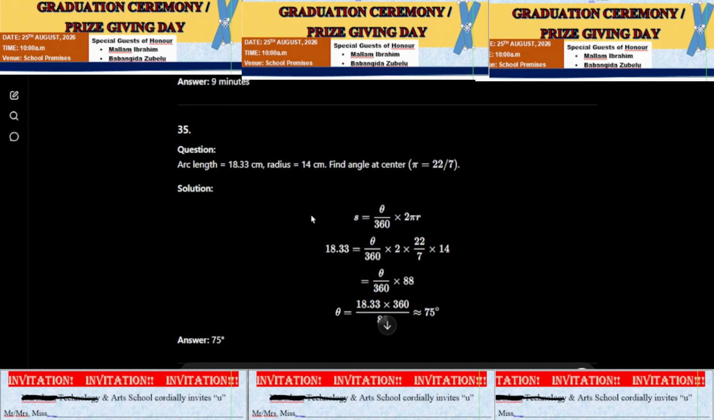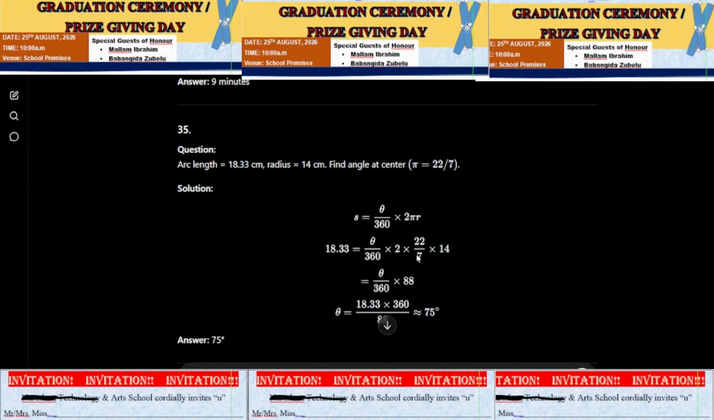So here, this is the length of an arc, which is represented with S. S is equal to theta all over 360 times 2 pi r. From there, the length was given as 18.33, is equal to theta, because we don't know the angle. They say find the angle at the center, so it's the angle we are looking for, represented by theta. All over 360, times 2, times pi, which is 22 all over 7, times r, which is the radius, 14.